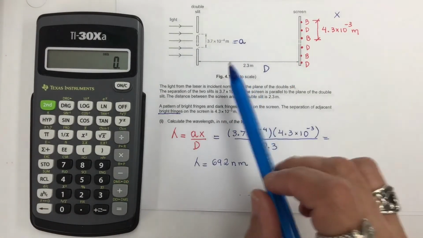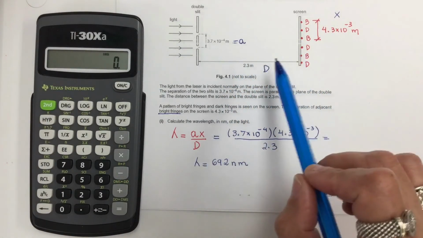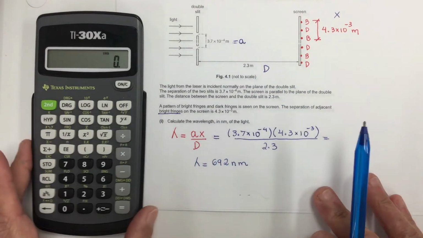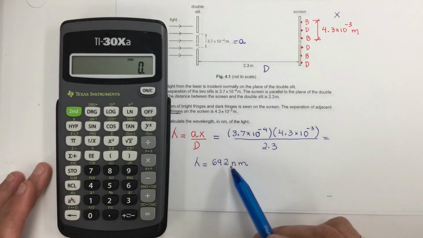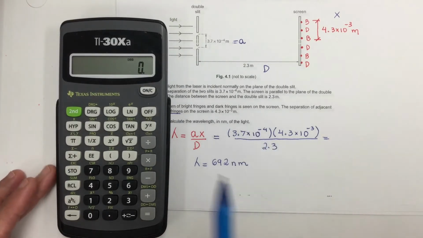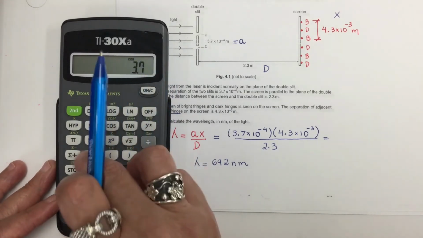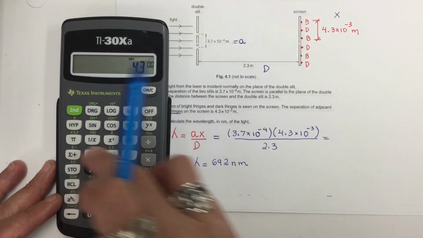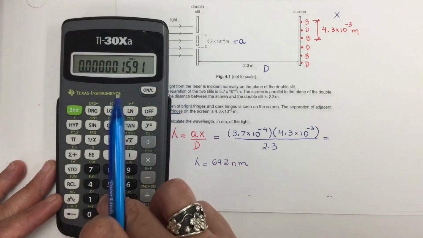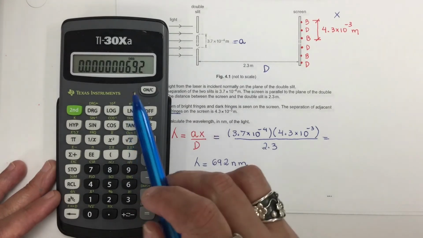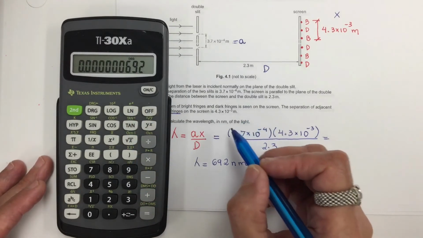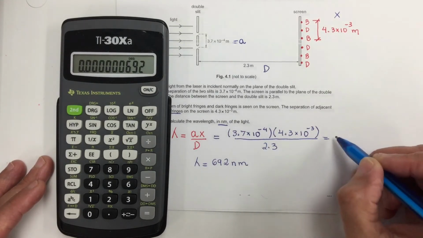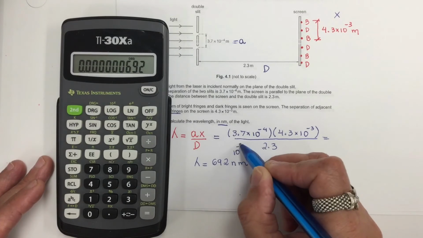Now that I have identified all the variables A, X, and D, I can make all the substitutions in this formula and use my calculator to find this result. The way that you do it is 3.7 EE negative 4 times 4.3 EE negative 3 divided by 2.3, and we have this value. They're asking in nanometer, so nanometer is 10 to negative 9.